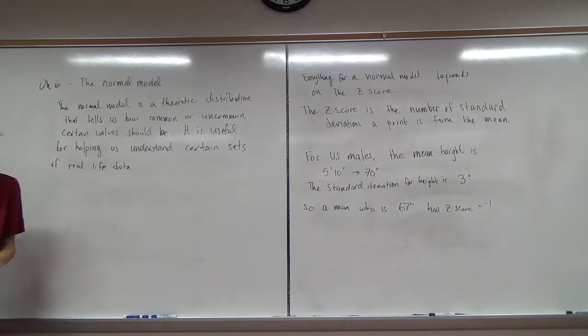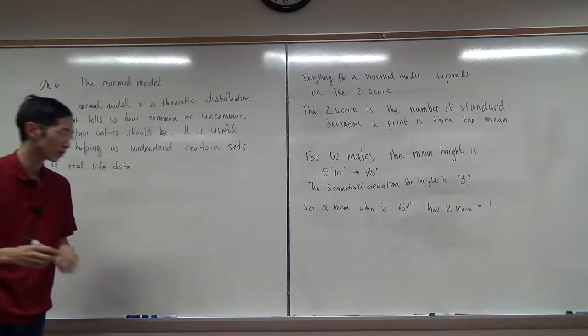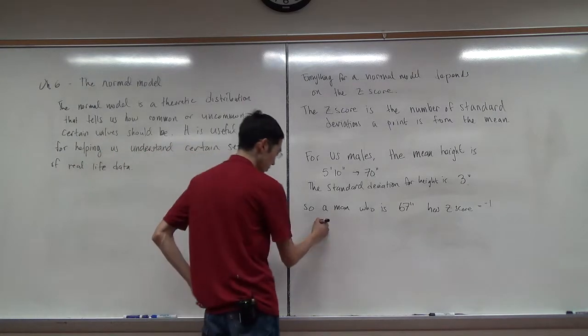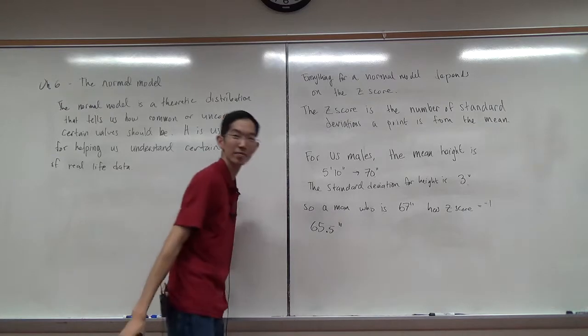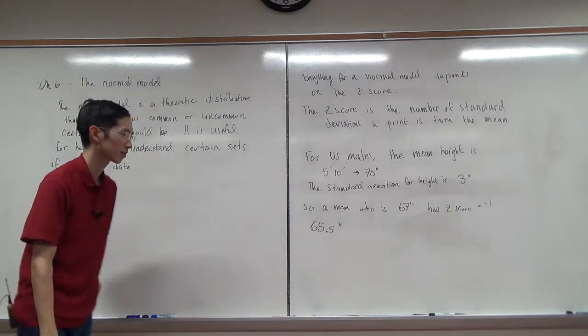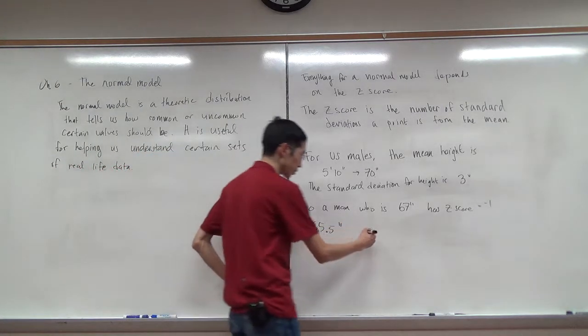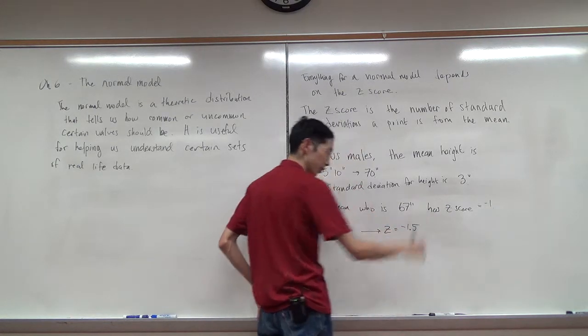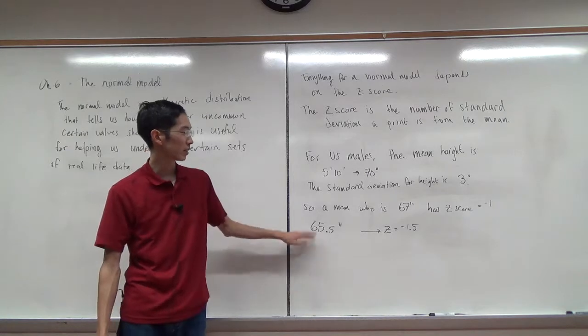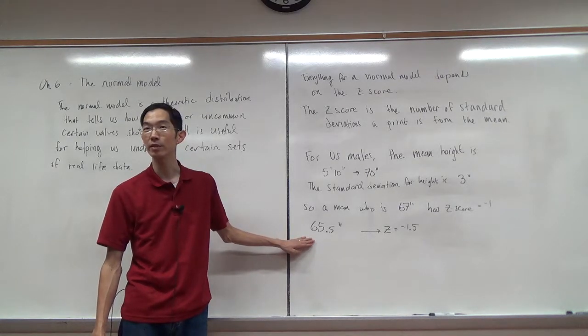So if I say someone is 65.5 inches, what's the z-score? Negative 1.5. Yeah, this would give me a z-score of negative 1.5. Is that okay for us to see?